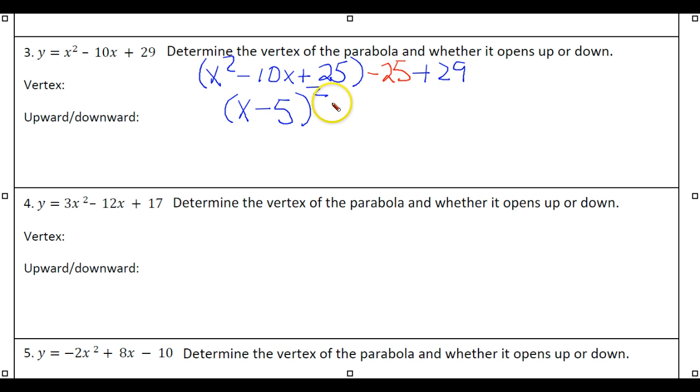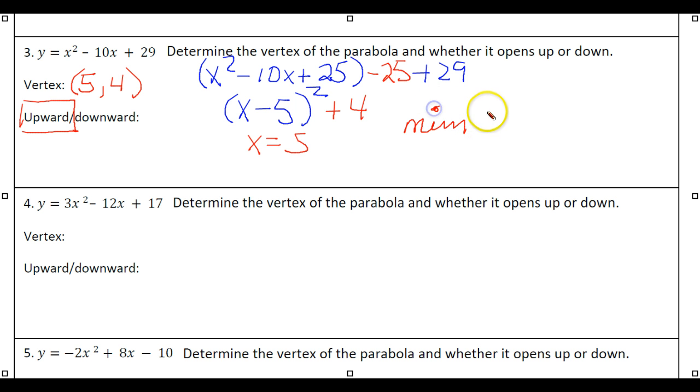So when we do that, we end up here with a 4. This is now in that special vertex form, so our vertex will be a +5, opposite sign, and our 4. And since our a out here is positive, this will go upwards. Our axis of symmetry is x equals 5. And in this case, our minimum is 4.